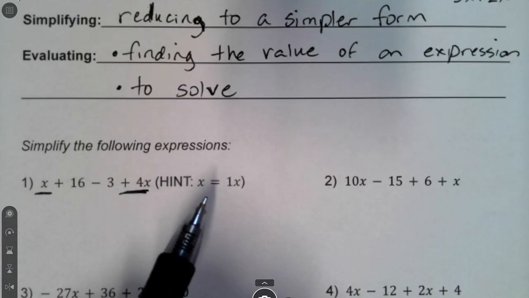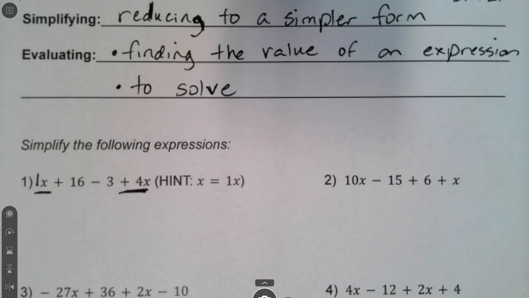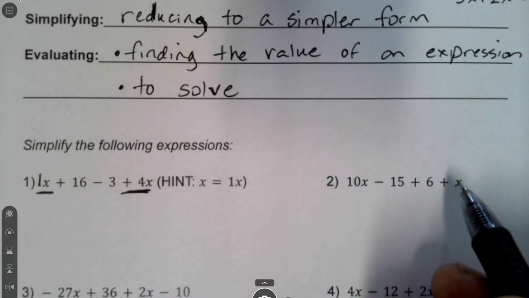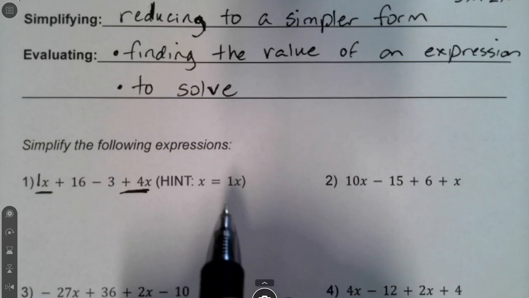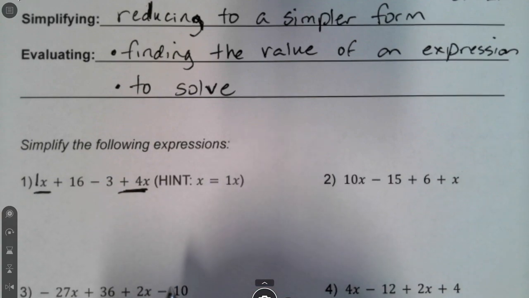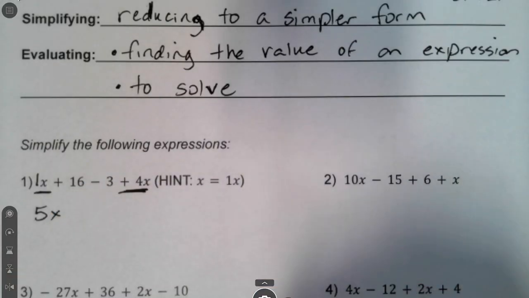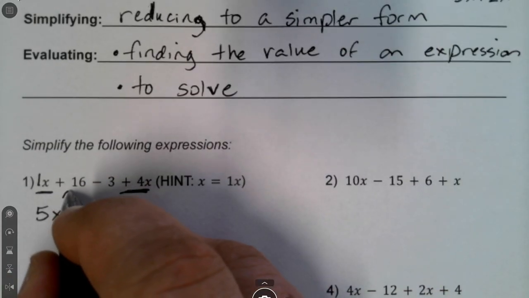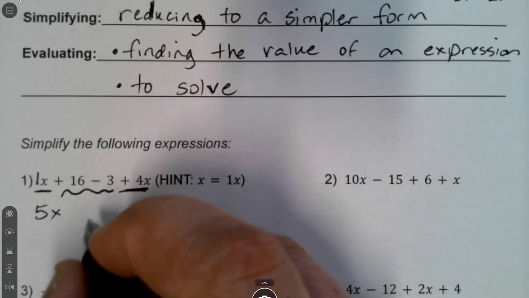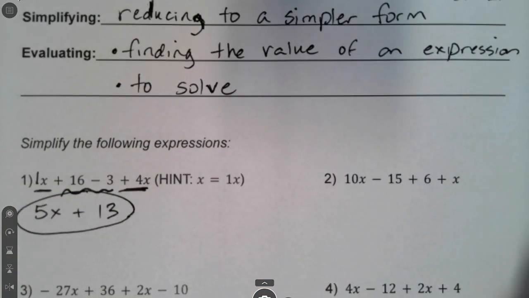So I'm just making sure you understand that x is the same thing as 1x. There's an understood 1 in front saying that's just 1x. This is 4 x's, this is 1x. I'm not saying x is equal to 1. I'm just saying that's how many x's there are right there. So 1x plus 4x means I have 5 x's. And then these are constants. They're numbers without variables. They can be combined. 16 minus 3 is 13. And since it's positive 13, I write plus 13.